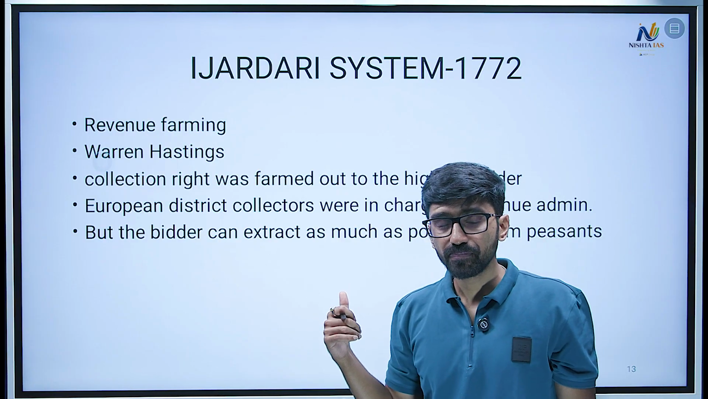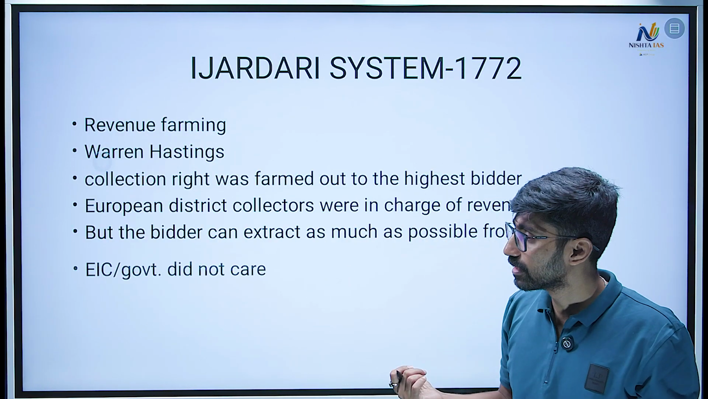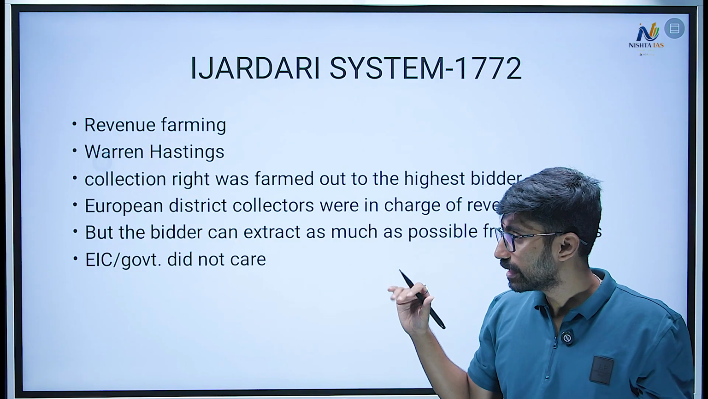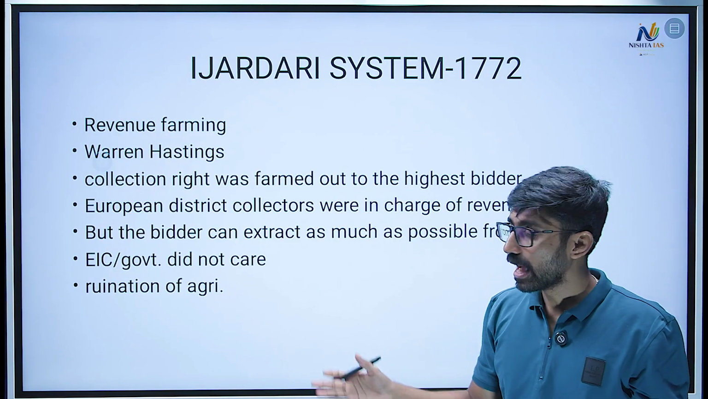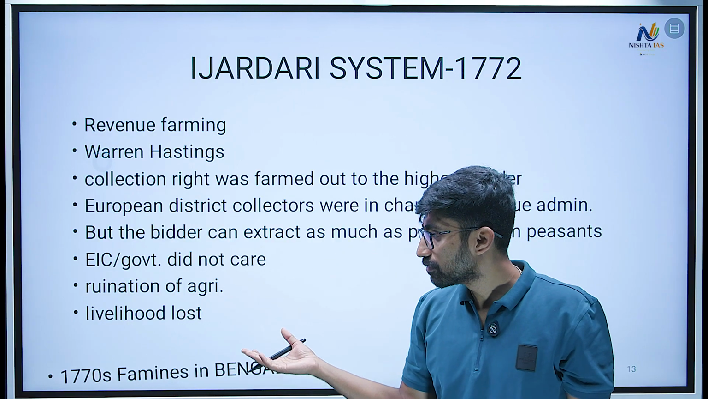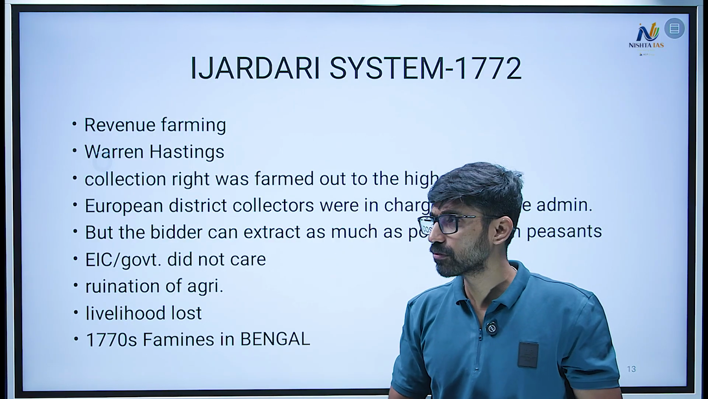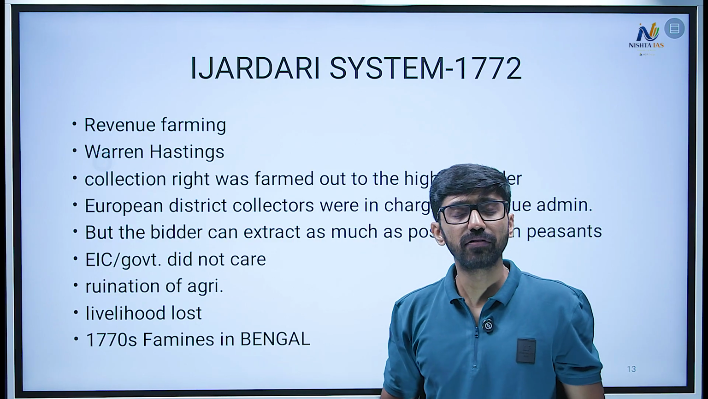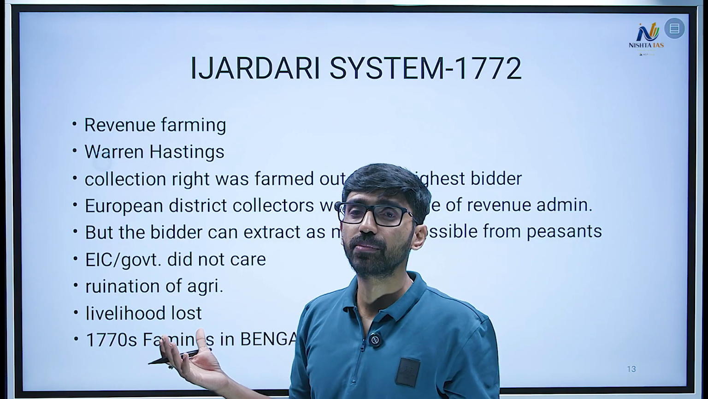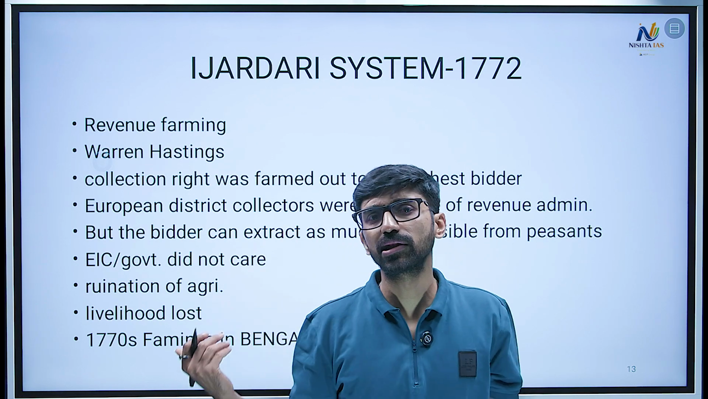But what is the flaw of this particular system? The bidder can extract as much as possible from the peasants. The East India Company did not care about this aspect, and again it led to the ruination of agriculture. Livelihoods were also lost, and of course in the 1770s famines happened in Bengal. One of the questions asked in the 2022 mains was why there was an increase in famines during British rule, especially in the late 18th century and early 19th century. These are the policies that led to it.